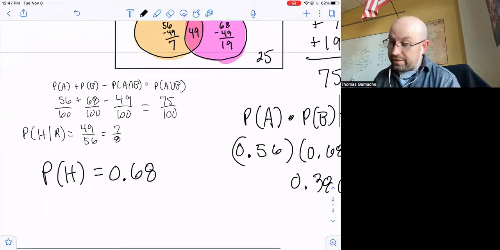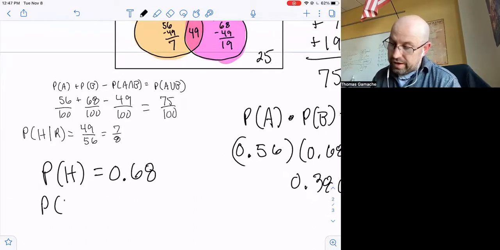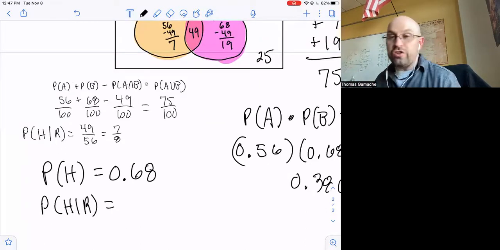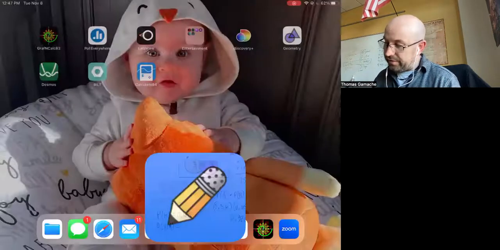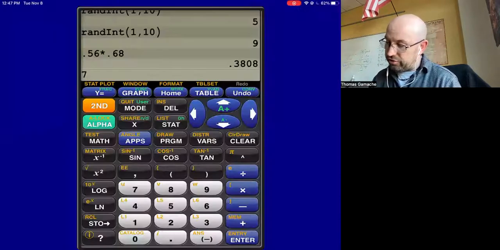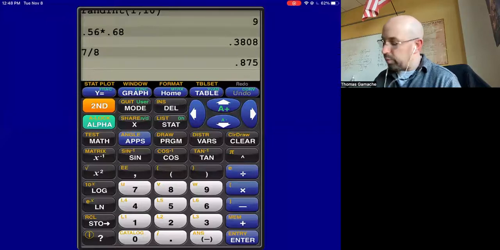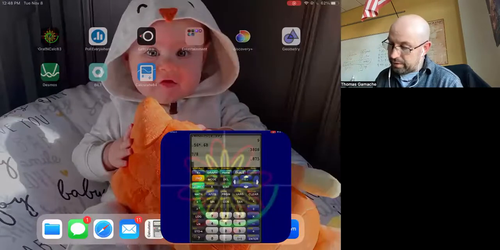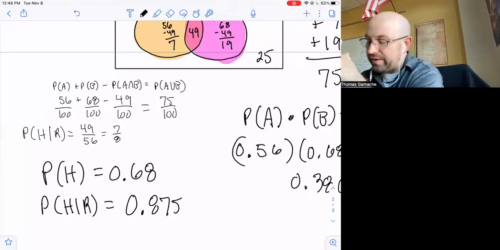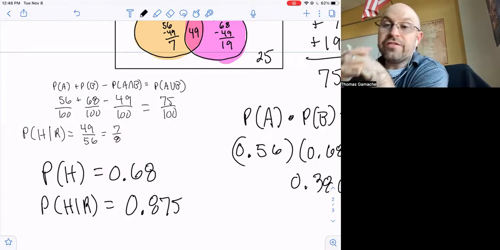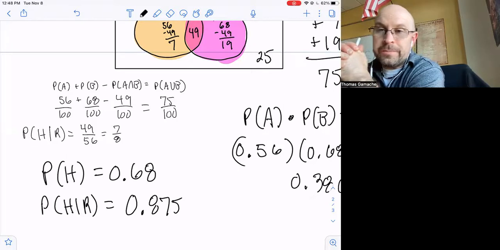Now, if these are independent events, what I should be noticing is that the probability of having health insurance given I have retirement shouldn't change. If it's independent, it should still be 68%, regardless of whether you have a retirement plan or not. So let's see, I did 7 out of 8. I'm just going to double check it on the calculator. I should probably know this, but 0.875. So it tells me that if I have a retirement plan, I'm more likely to have health insurance. So I've just proven that these events aren't independent.